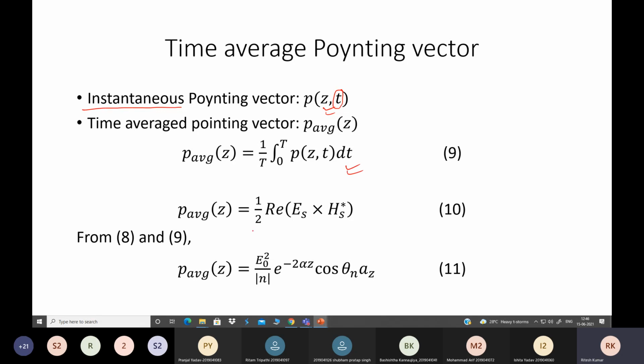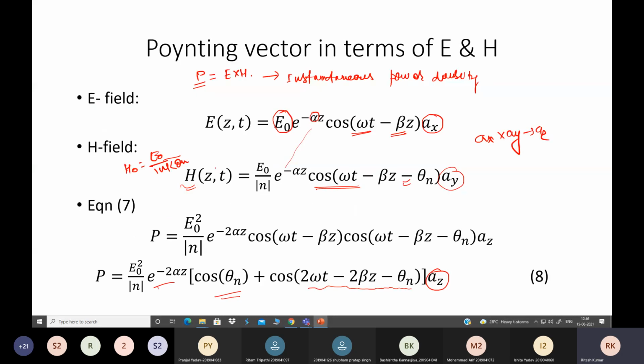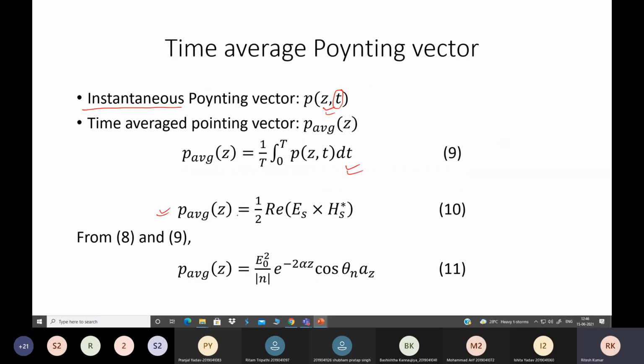Someone can also write it in this form: half the real part of E cross H conjugate. Whatever H is given, take its conjugate and multiply with Es. It is better to use this one. Suppose the general format of the field expression has been given, similar to this E and H, then one can adopt this, E cross H conjugate. H conjugate means what? You already know, from the first lecture of unit 3, how to take the complex conjugate of any vector.